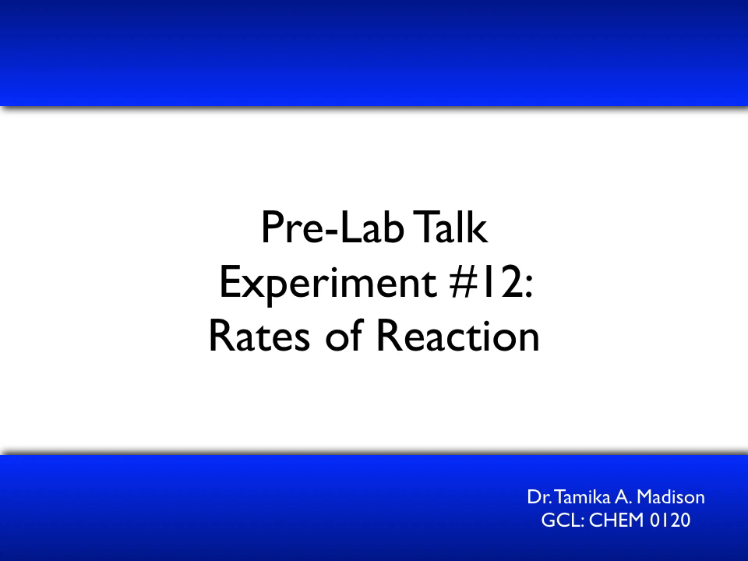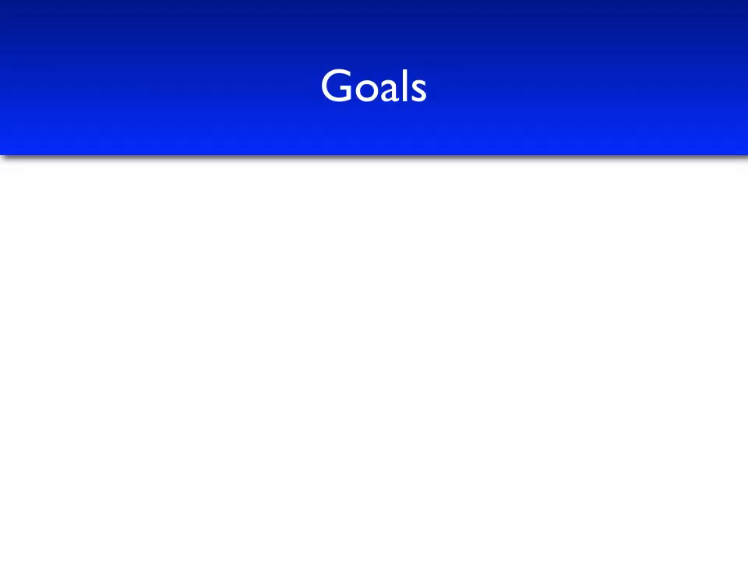This is the pre-lab talk for Chem 120's experiment number 12, rates of reaction. The major goal for this experiment is to allow you to explore the kinetics of an iodine clock reaction. There are 4 parts to this experiment.